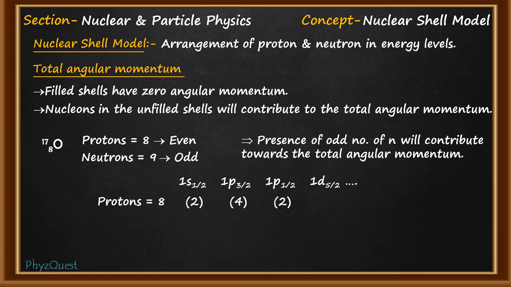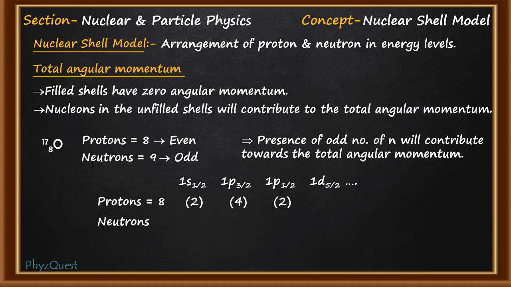So here the final shell is a filled shell, so the total angular momentum will be 0. The protons will not contribute towards the total angular momentum. Now let's check with the neutrons.